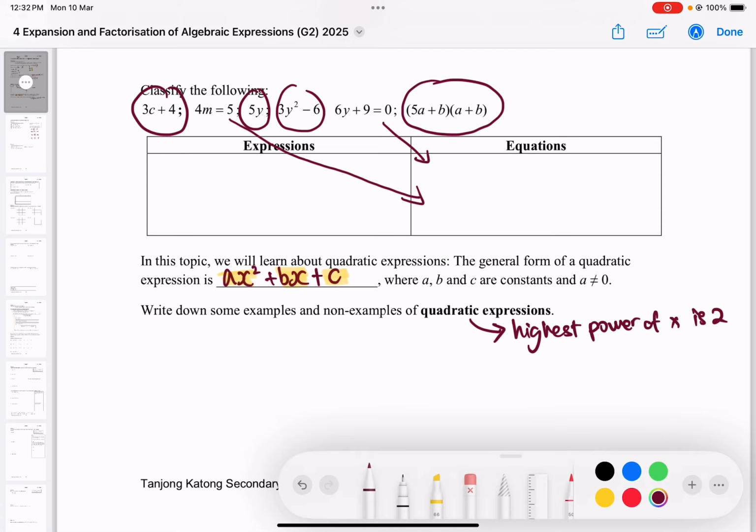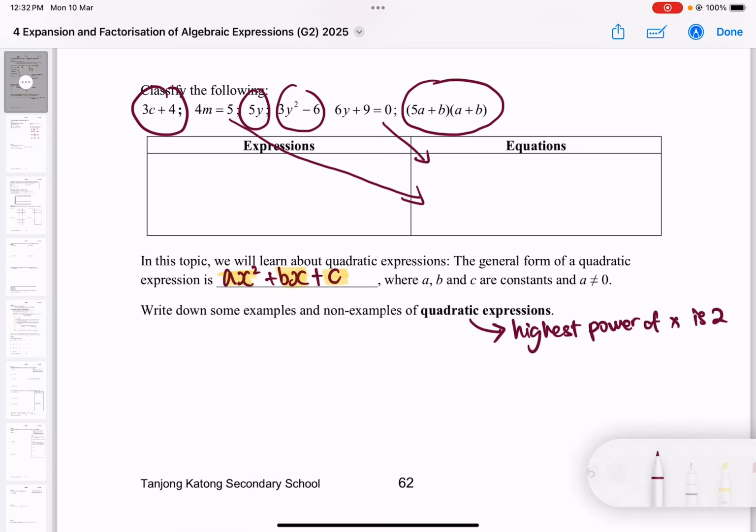You will also see some conditions here such that a, b, c are constants and a cannot be equal to 0. Now this condition is there to ensure that it's a quadratic expression. For example, if a was 0, this will not appear anymore, so it will not be an x power 2 expression. Okay, so basically this is the meaning of a quadratic expression.